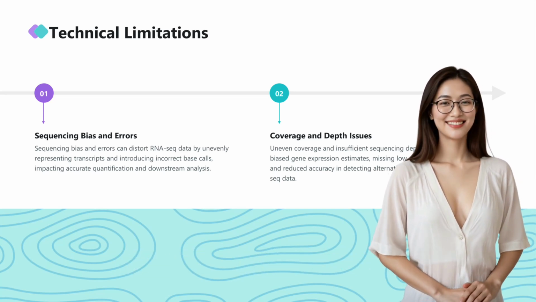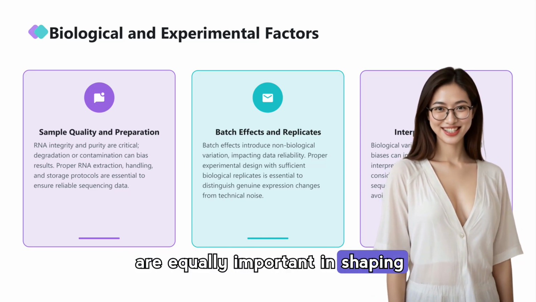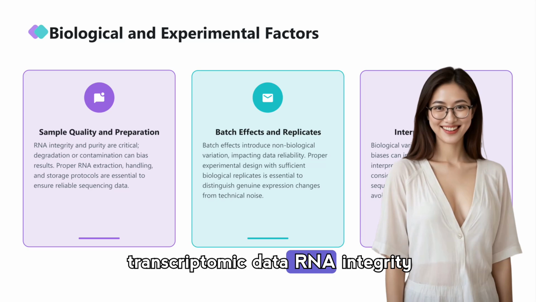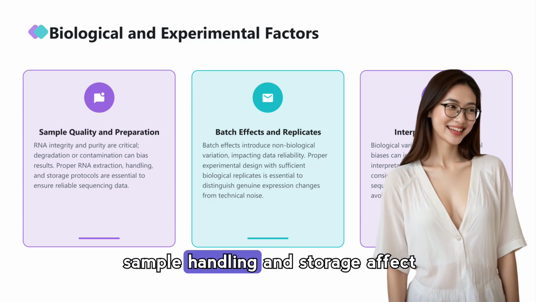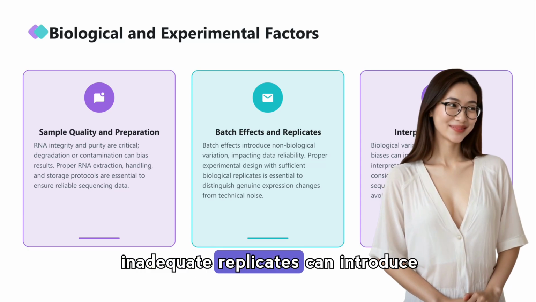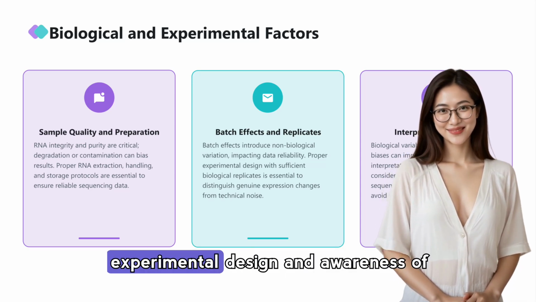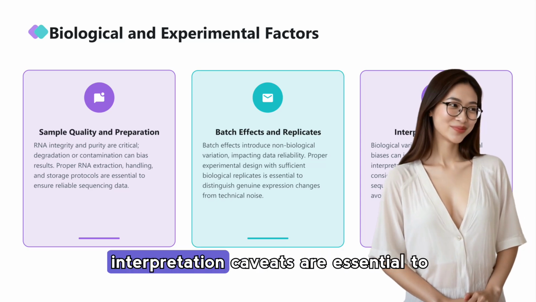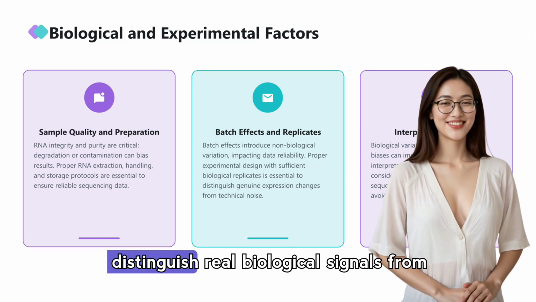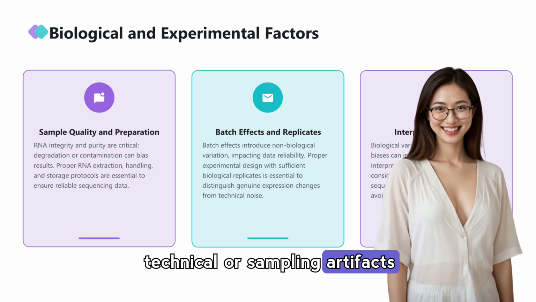questions being asked. Biological and experimental factors are equally important in shaping transcriptomic data. RNA integrity, sample handling, and storage affect results, while batch effects and inadequate replicates can introduce non-biological variability. Careful experimental design and awareness of interpretation caveats are essential to distinguish real biological signals from technical or sampling artifacts.